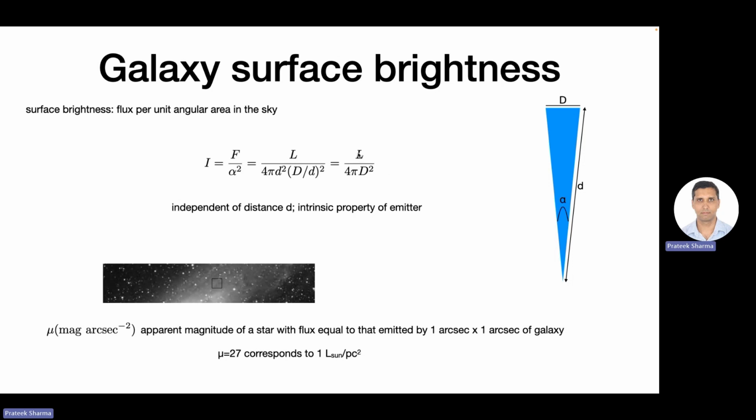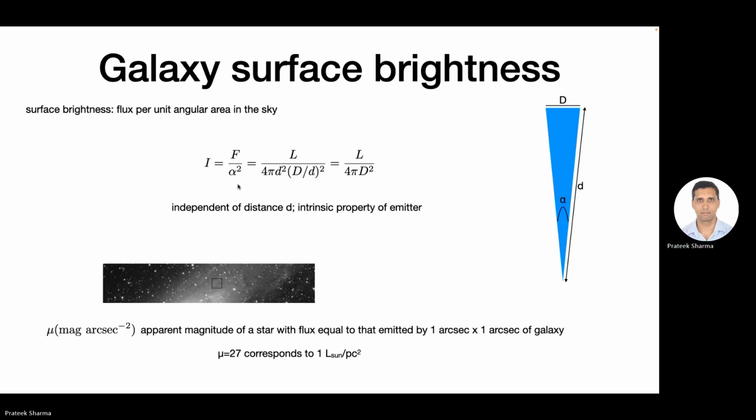So you see, luminosity is an intrinsic property of an emitter, right? If you put it far away or nearby, its luminosity is the same. Its flux changes, right? If you put something close to you, its flux will be much larger. But then the angle subtended by it will also be larger, right? So this ratio of flux to the angle squared remains a constant. So surface brightness is something like luminosity, which does not depend on how far you place the object. It's an intrinsic property of a source of light.